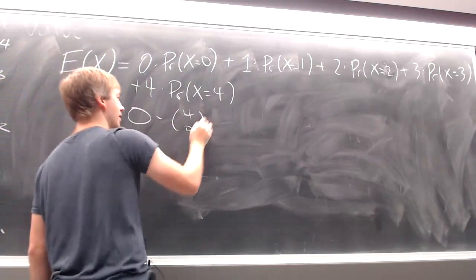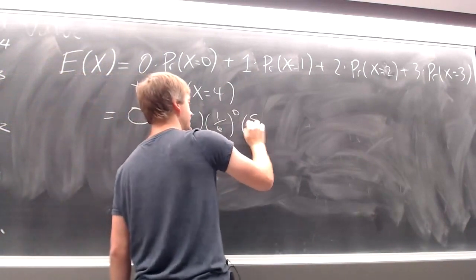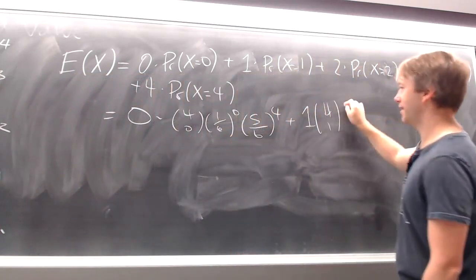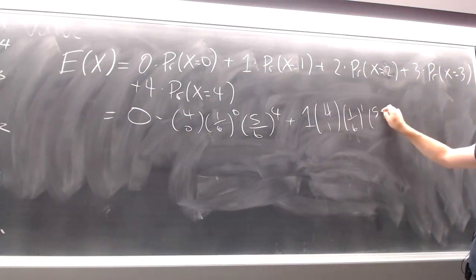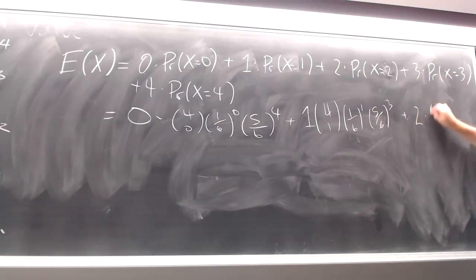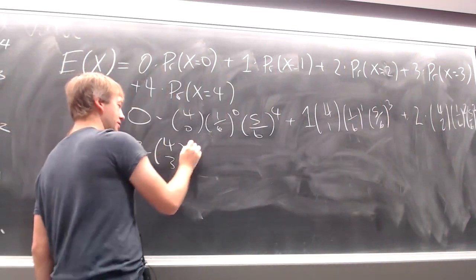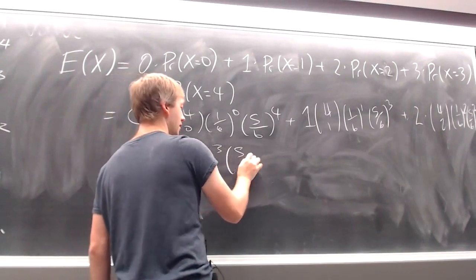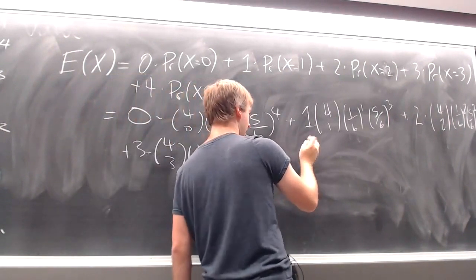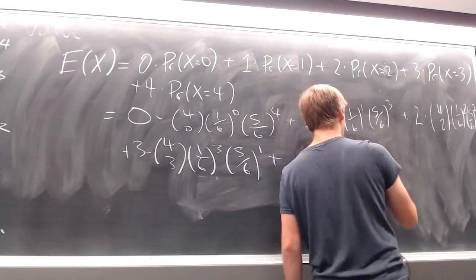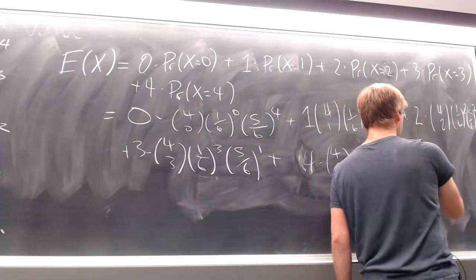So 0 times 4 choose 0, 1 over 6 to the 0, 5 over 6 to the 4, plus 1 times 4 choose 1, 1 over 6 to the 1, 5 over 6 cubed, 2 times 4 choose 2, 1 over 6 squared, 5 over 6 squared. 3 times 4 choose 3, 1 over 6 cubed, 5 over 6 to the 1, and then we've got 4 times 4 choose 4, 1 over 6 to the 4, 5 over 6 to the 0.